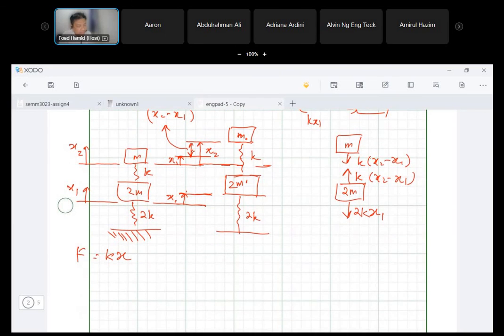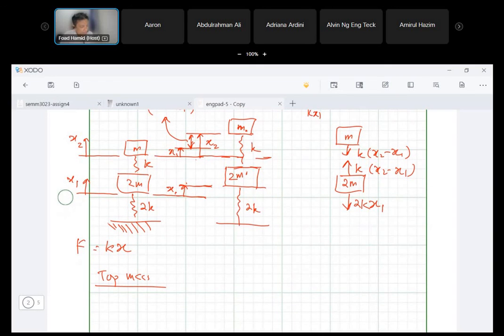So this is the free body diagram. Some of you just got the equation without having the free body diagram, and I give a 0 on that. You need to show me the free body diagram, all the directions and so on. So in this case, we have the top mass, let's say mass number 1. The summation of forces equals ma.